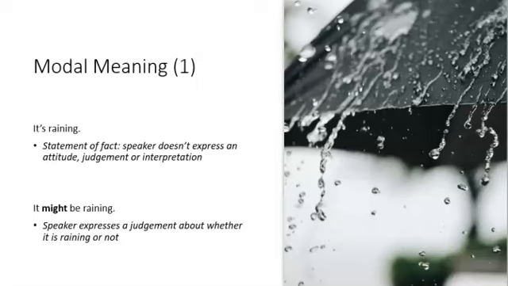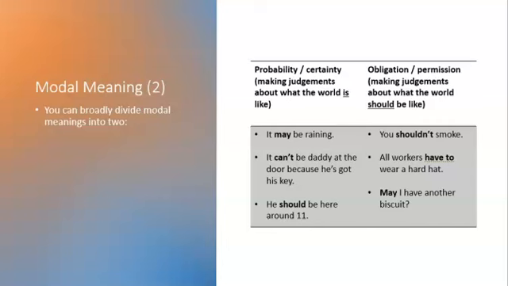It might be raining. Well, it's still present continuous, but the auxiliary verb is might, a modal verb. The speaker expresses here a judgment about whether it is raining or not. You can picture somebody leaning out the window, holding out their hand, saying, it might be raining, or looking out the window a bit unsure. So it's more of a judgment or a guess in a way. Well, here we see modal meaning, and here we can broadly divide meanings into these two categories.